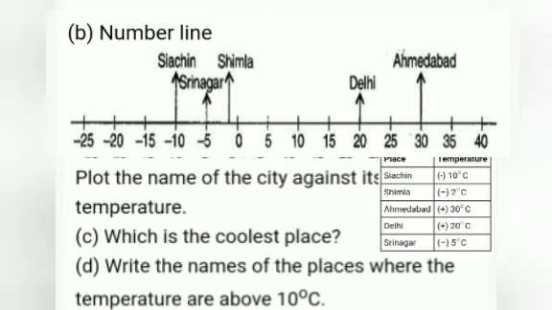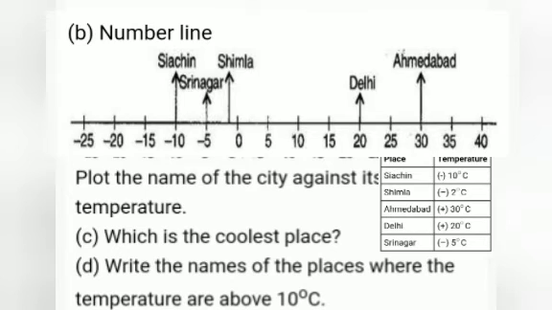Siachen is -10 degrees. Above -10 we have written Siachen. Shimla is -2 degrees, so above -2 we have written Shimla. Then you see Ahmedabad is plus 30 degrees, so above 30 degrees, Ahmedabad. Delhi is plus 20, so above plus 20 we have written Delhi. Srinagar is -5, so above -5 we have written Srinagar. So that is how everything is. Now based on the above two, we will be answering the rest of the questions.